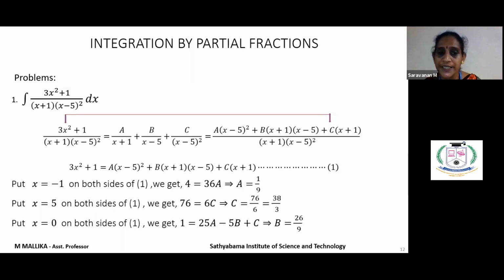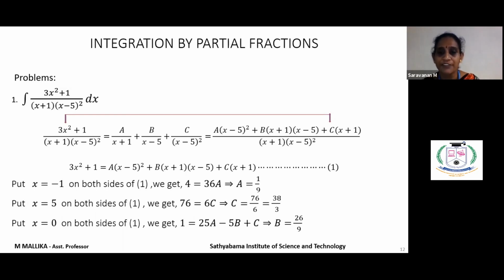Like that, putting x equal to 5 on both sides, you'll get 76 is equal to 6C, or C is equal to 76 by 6, which is 38 by 3. After having got two values, there is only one more value left unknown. Whenever only one value is unknown, you can always put x as 0 by default. That is the easiest value. So I am putting x as 0 on both sides, and you'll get one more equation involving all the unknowns. Substituting the known values A and C, you'll get the value of B, which is 26 by 9.